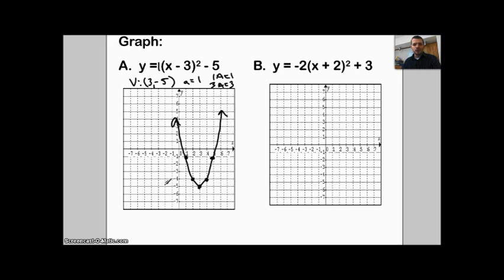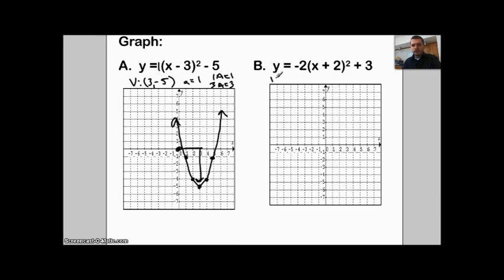Okay, so we're going to do the same thing here. We could say that the shift, from 0, 0, was right 3 and then down 5 from the parent graph, but we didn't stretch or compress it or anything like that. So let's look at the next one.